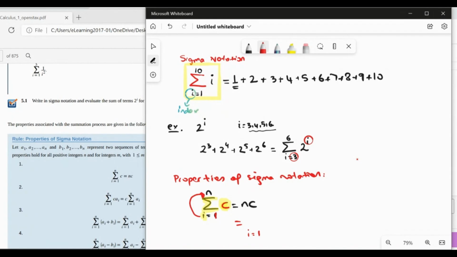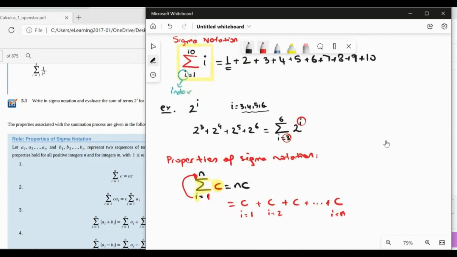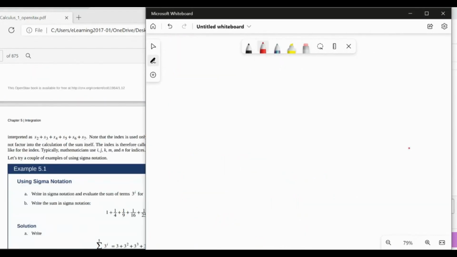So for I equals 1, the expression is just c. The expression is just c. So it just tells us to keep adding c's until the index changes from 1 to n. So this is simply the sum of n times c. I will just show you the expression, and let's understand what it means. So let's evaluate this sum.